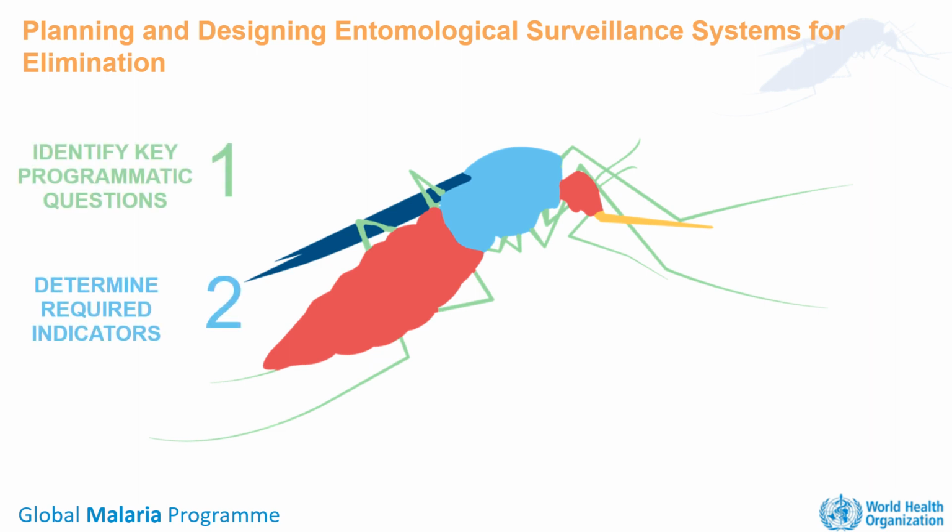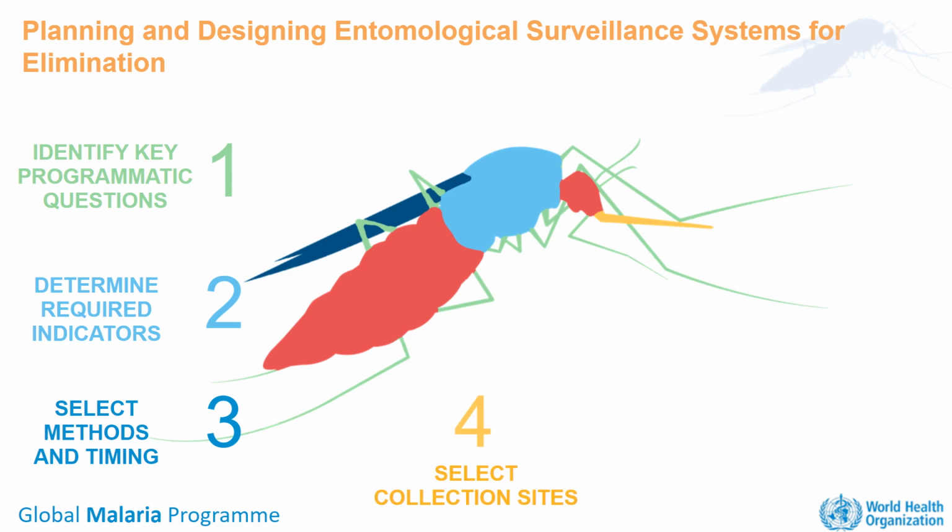We have already reviewed the first two steps in designing an entomological surveillance system, that is, identify the key programmatic decisions and determine which entomological indicators are required. Once the key indicators have been agreed upon, you will need to decide how and when to collect the entomological data, including what methods to use and the period of the year when you should collect the data. Depending on the indicator and the question, you may need to establish sentinel sites to monitor trends over time, or you could select areas of the country to be sampled at some frequency without establishing fixed sites.